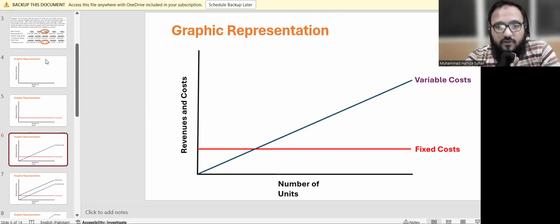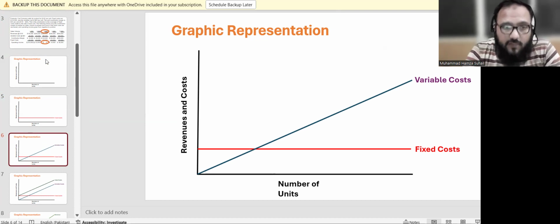Here comes the variable cost line, and we know that the variable cost is always tied to the level of activity. No level of activity, no variable cost at all. If there is level of activity, variable cost will be there as it is. This is why this variable cost curve or variable cost line always starts from the origin and it is usually upward sloping.